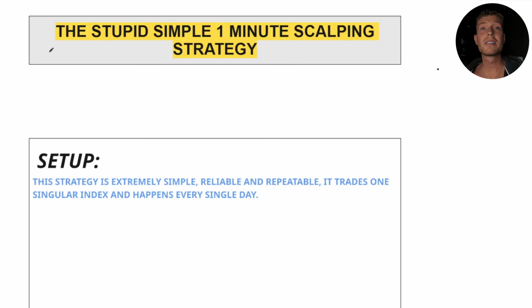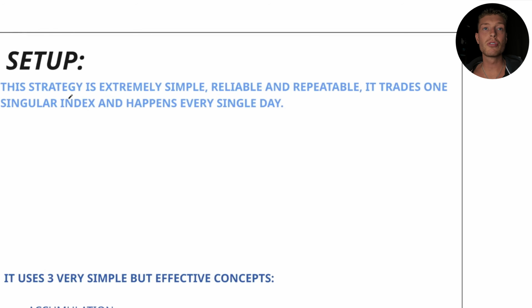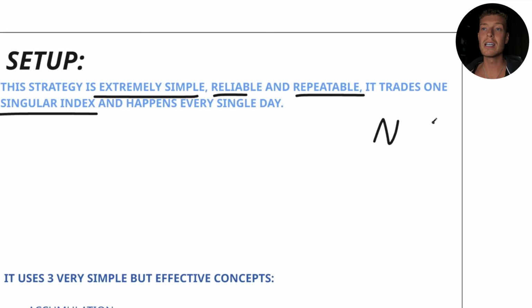Okay, so the stupid simple 1 minute scalping strategy that I've used every single day. Now, before I get into how this strategy actually works, there is a slight setup that we need to do so you guys can understand where this is most effective. So as said in the intro, the strategy is extremely simple, reliable, and repeatable, and it trades one singular index. The actual index that we're going to be trading here is NQ, and that is because it is very simple. We all see the same chart, we're all trading the same price action, so it is very reliable.